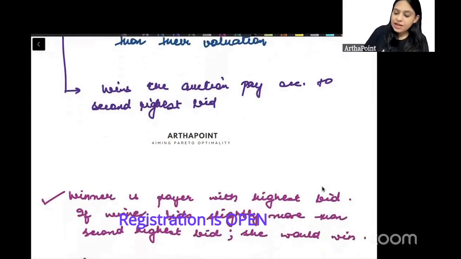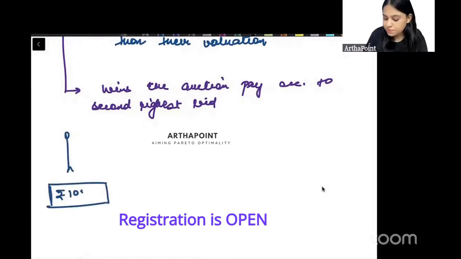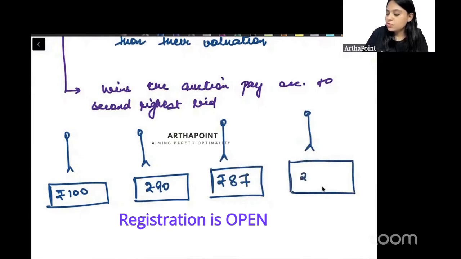Let's say that this is the individual and in the envelope this individual wrote 100 rupees. This individual in the envelope, he wrote 90 rupees. This individual in the envelope, he wrote 87 rupees. This individual in the envelope, he wrote 60 rupees. हर एक ने अलग अलग bidding डाला कि मैं ये particular painting I will be willing to buy at this price. Everyone has put their own valuation.